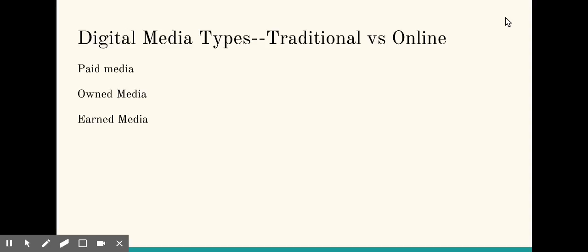So when you paid for the production of an ad and you paid for the placement, whether it was on a billboard, whether it was on television, whether it was in the midst of a magazine, that was paid media. Now you've got control over how your ad looks, and you typically choose where your ad goes, but you don't have any control over the environment around it.